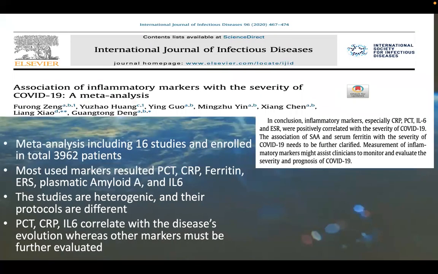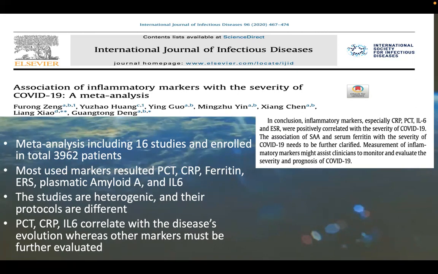Of course, regarding this pathology, there were several articles and researchers who published day by day several findings from the studies that they have made on their patients. In the International Journal of Infectious Diseases in 2020, there was an article about the association of inflammatory markers with the severity of COVID-19. It was actually a meta-analysis of 16 studies and a total of 3,962 patients. Our colleagues there saw that the most useful markers to follow up the COVID patients were procalcitonin, C-reactive protein, ferritin, erythrosedimentation, plasma amyloid, and interleukin 6.